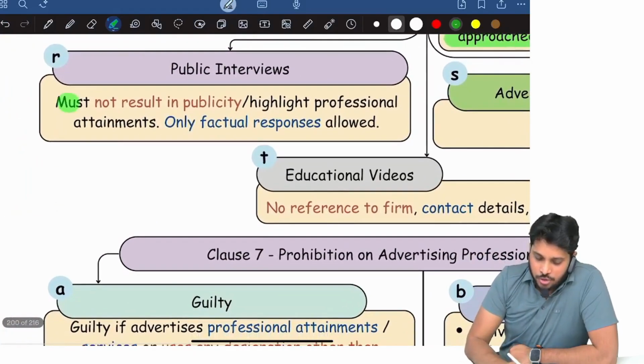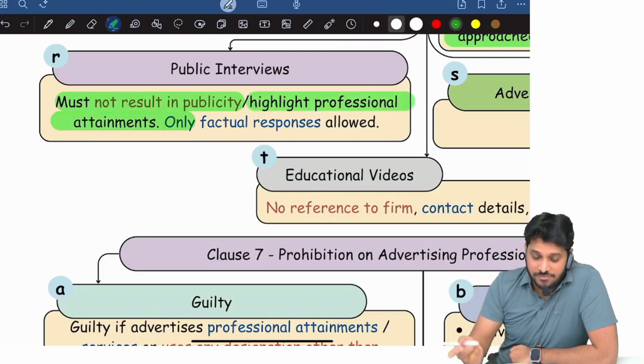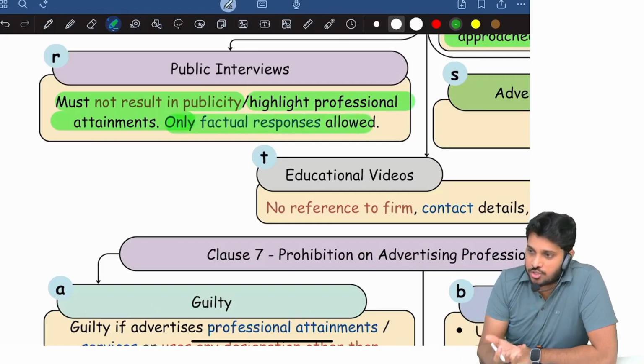Public interviews: it should not result in publicity. It should not highlight any professional attainment. Only factual responses are allowed.